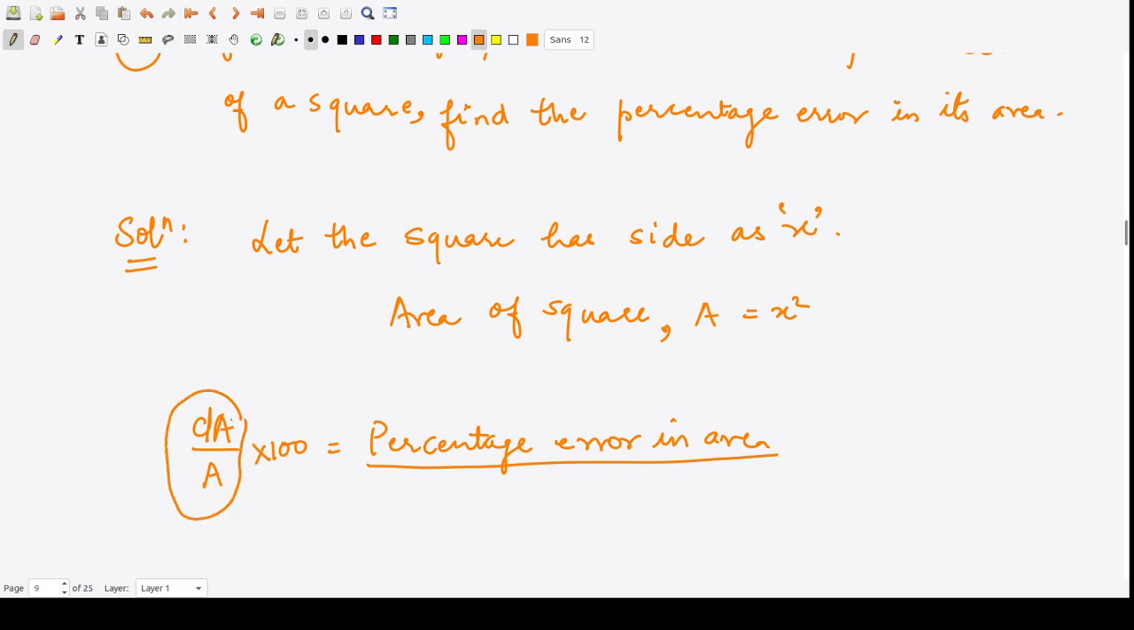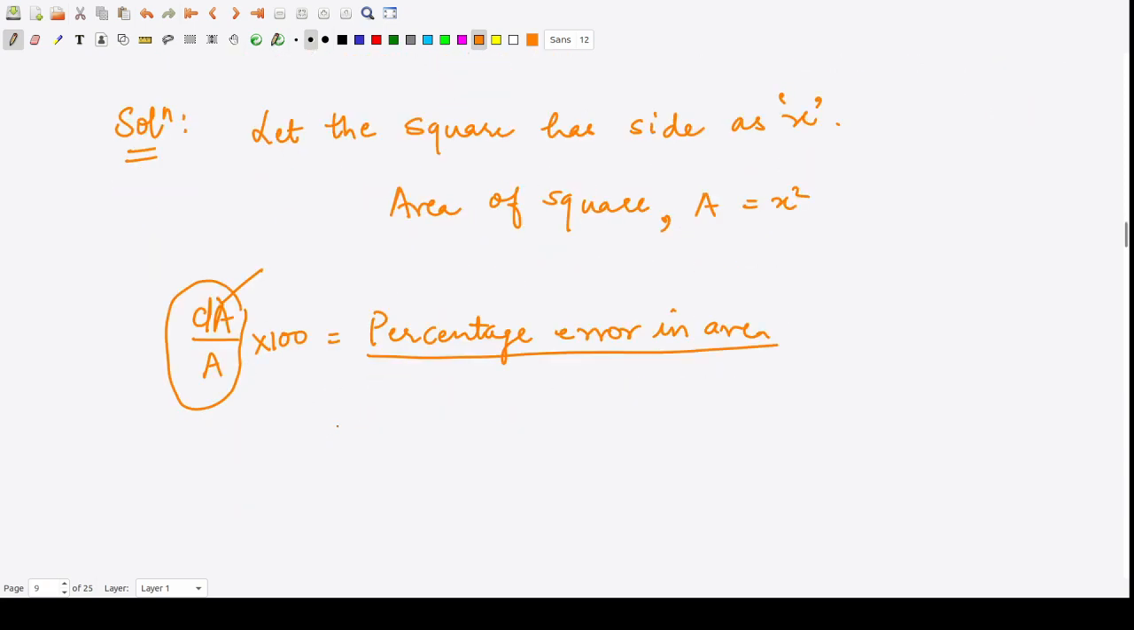Either you first calculate the derivative of A and then divide it by A, or we have some quick way to do that. How do we do that? We just take log on both sides of this expansion. So when you take log of A, that is equal to log of x square. Now if you differentiate this quantity, you have the derivative of log A as 1 by A, and then the derivative of A is dA.